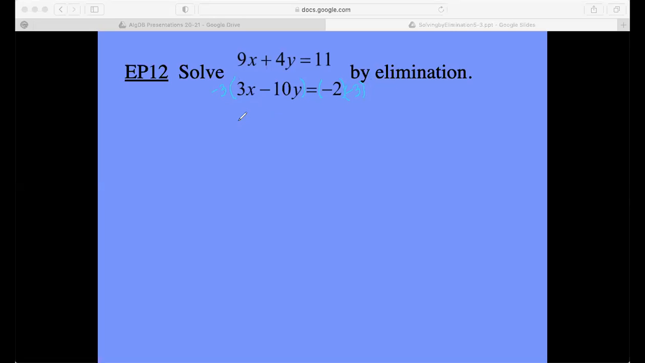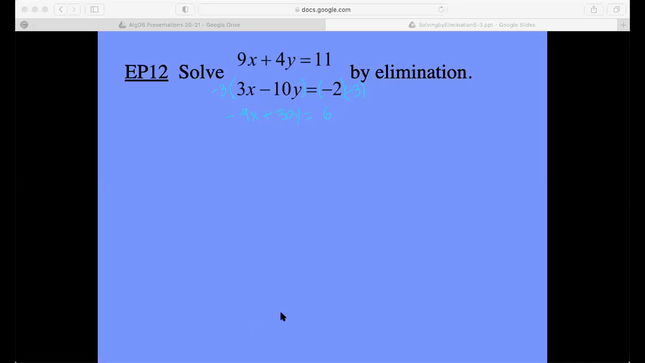So this second equation is now negative 9x. I have to remember to multiply everything by that negative 3. Negative 3 times negative 10 is a positive 30y. And on the other side, I have negative 2 times negative 3 is a positive 6.